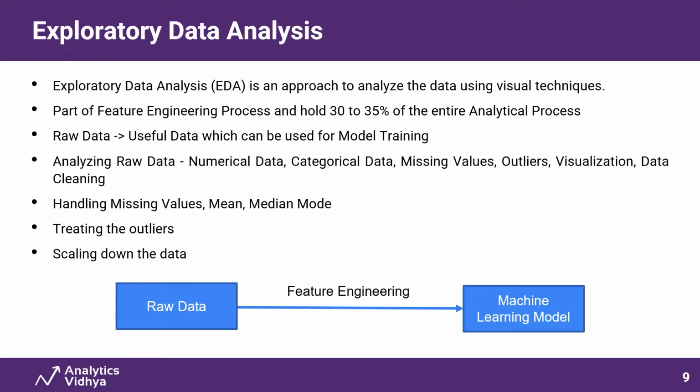Okay. Now, and the scaling down the data. So all these things we do in the EDA. Basically, you are taking the raw data, you are doing the EDA or the feature engineering, and you are feeding the data to the machine learning model, so that we get a good fit, or get good recommendations.